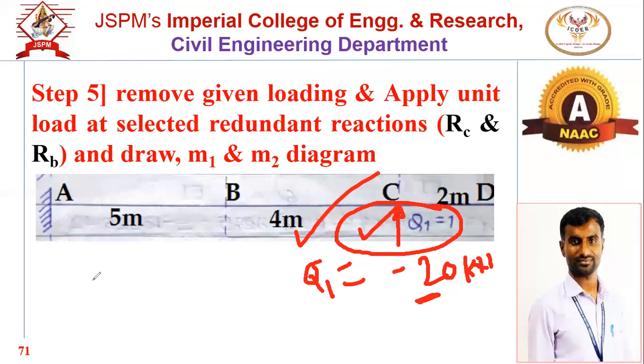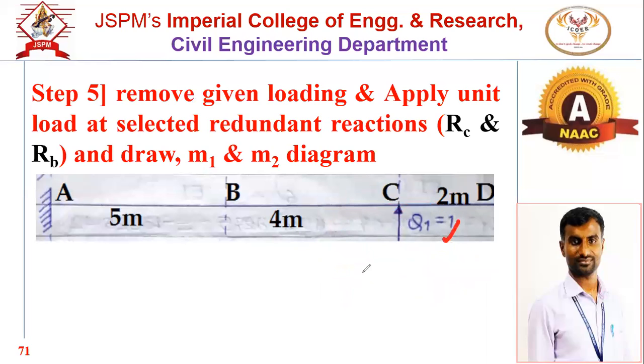Downward. That means it will be opposite to the direction you have assumed. If after the calculation the answer for the redundants is negative, our assumed direction is wrong. And if we have assumed upward and after the calculation Q1 is positive itself, then this direction is correct. That is the significance of assuming the direction.